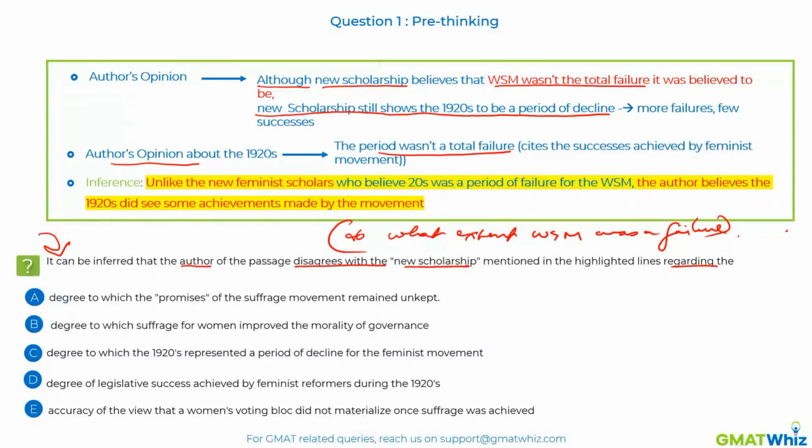So guys, do you understand so far? Do you understand so far? Because now we are going to just eliminate the options after our pre-thinking.